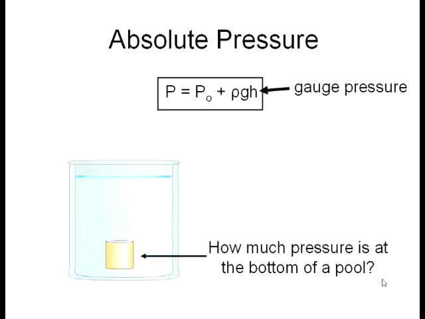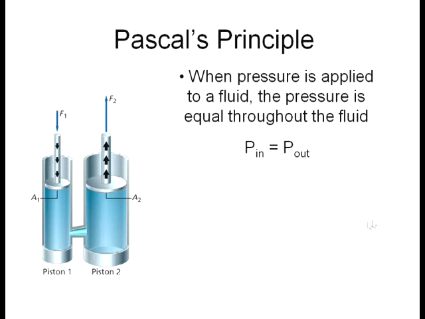This one's called the gauge pressure. When you're measuring the pressure, like at the bottom of the pool or the bottom of a beaker, it's called the gauge pressure. And we use the symbol P0 for the atmospheric pressure. Pascal's principle: when pressure is applied to a fluid, the pressure is equal throughout the fluid. It stays constant all the way through. We'll talk a little bit more about that tomorrow, but the pressure in equals the pressure out.